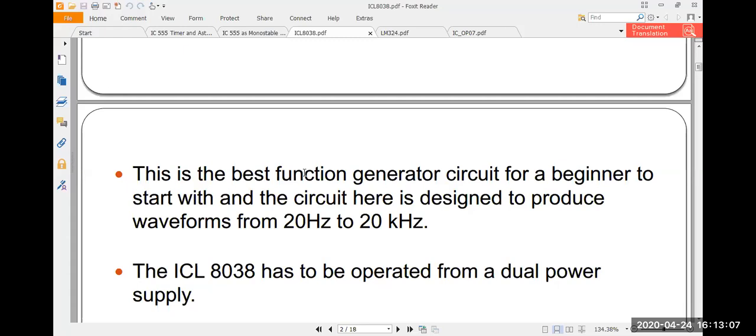So the range of the frequencies is given here, which is 20 hertz to 20 kilohertz. It is given that it's the best function generator circuit for a beginner to start, and to produce the waveform between 20 hertz to 20 kilohertz, it is useful. So it is actually an audio frequency range, or you can also see it's a low frequency range. So basically, it's an audio frequency waveform generator.